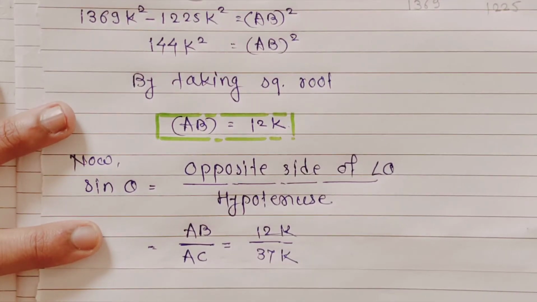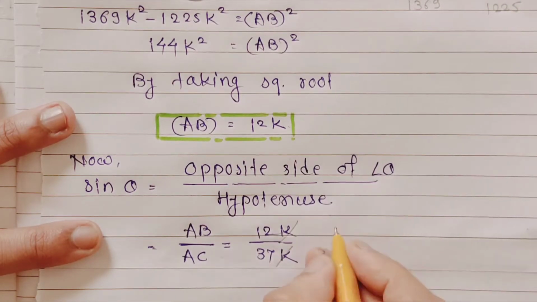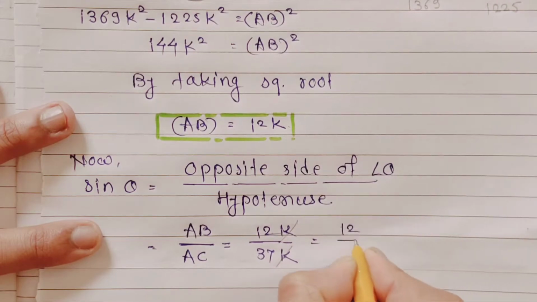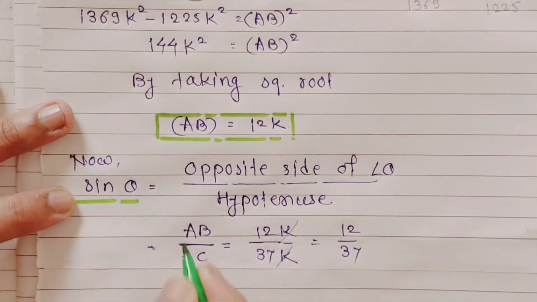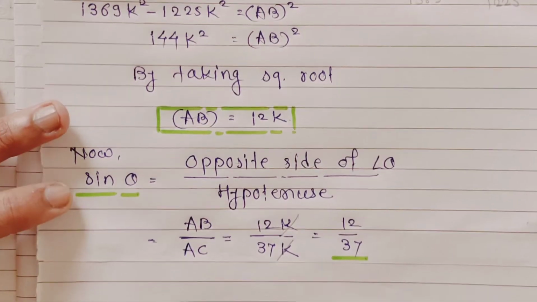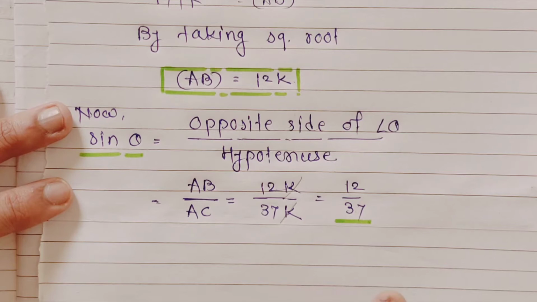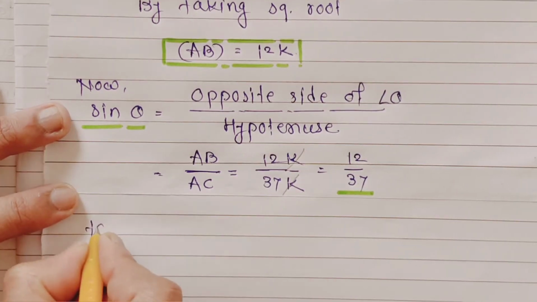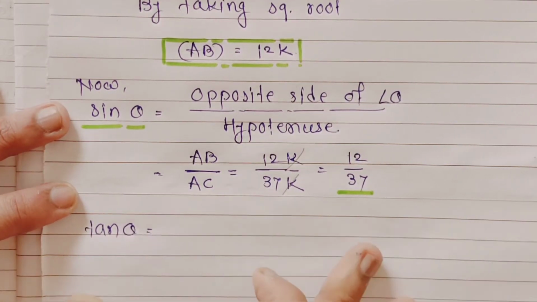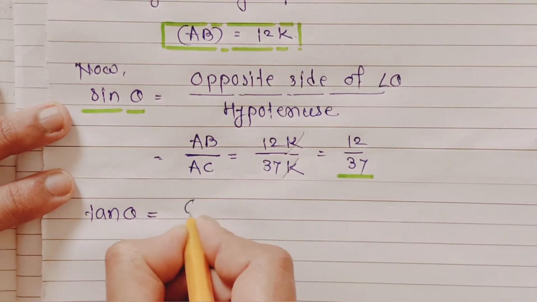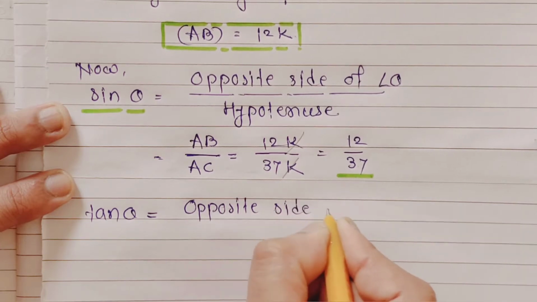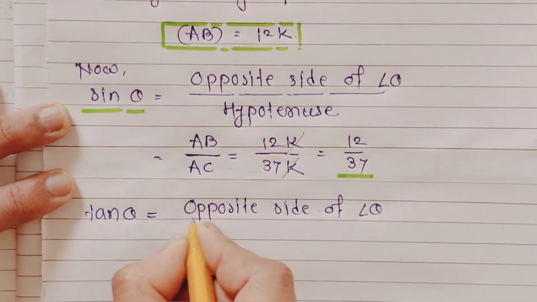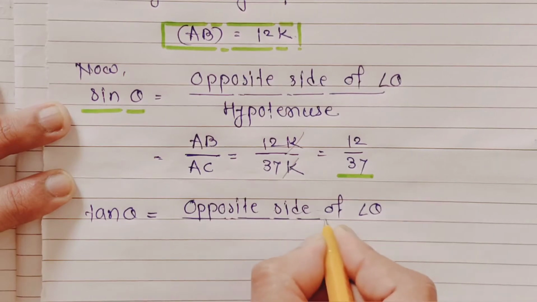So k ला k cancel होणार आहे. Answer is 12 upon 37. It is nothing but sin theta. Sin theta is equal to 12 upon 37. Now we have to find out tan theta. Tan theta. We know the ratio. Tan theta is equal to opposite side of angle theta upon adjacent side of angle theta.